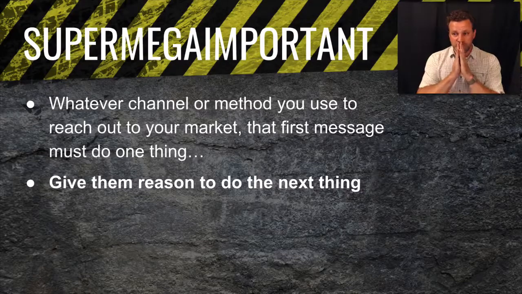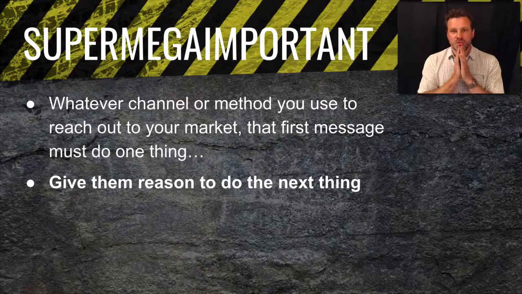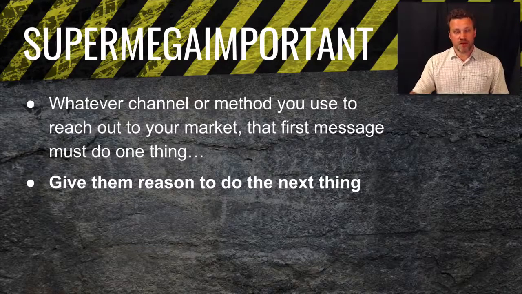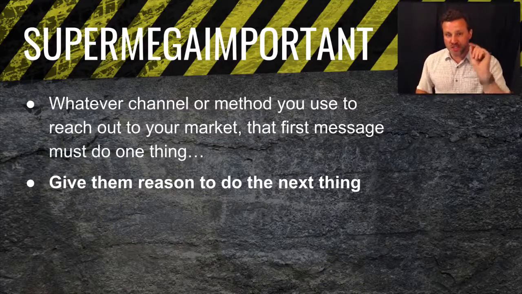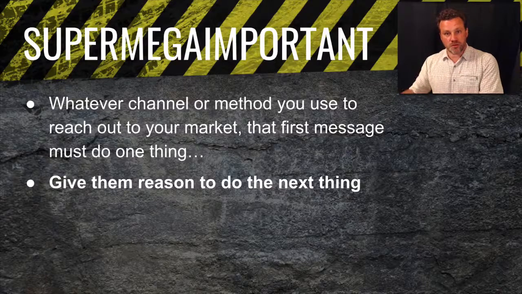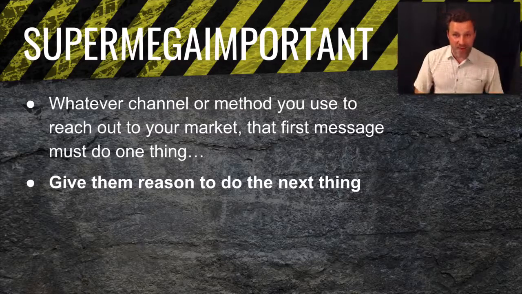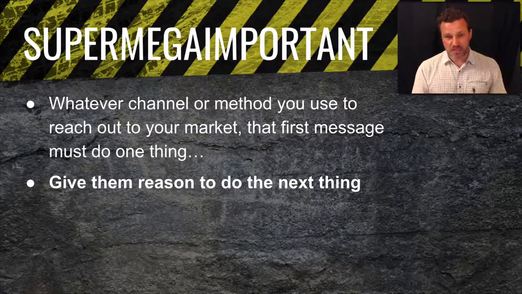A headline has one job, okay? Which is to make you want to read the next line. A pay-per-click ad has one job, which is to make the right people click the ad to find out what's next, right? Every sentence in your copy has one job, which is to get them to keep reading the next sentence after that, okay? And it goes on and on and on. If they're the right people, right? Because we're not in a funnel kind of world now. We don't want to invite everybody around. We want the right people. So give the right people the reason to do the next thing.